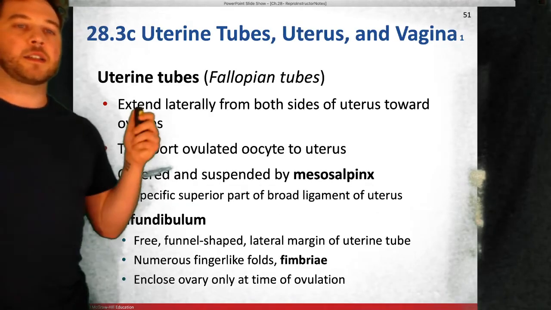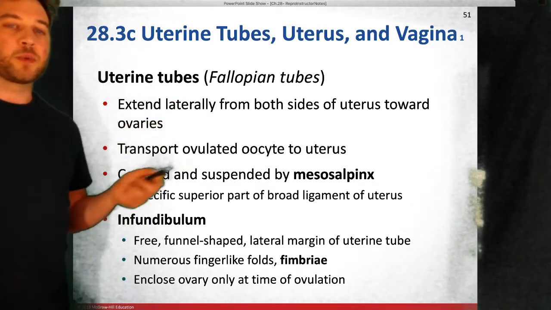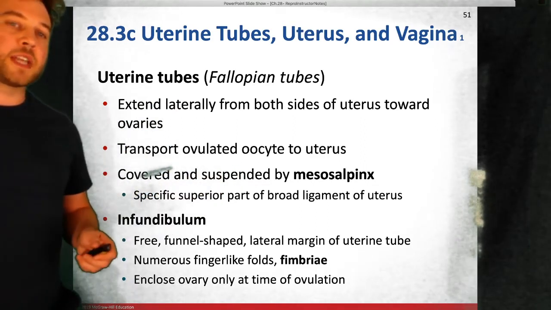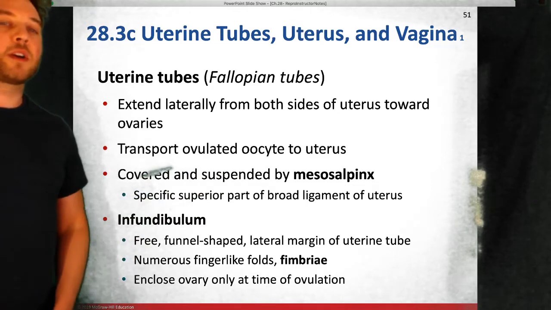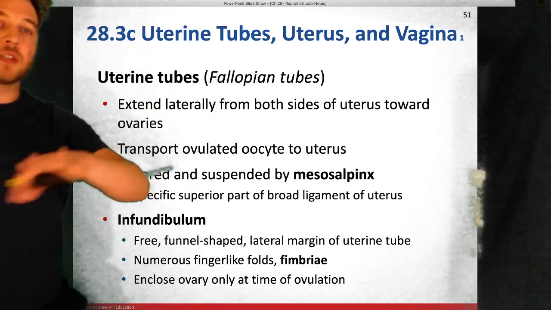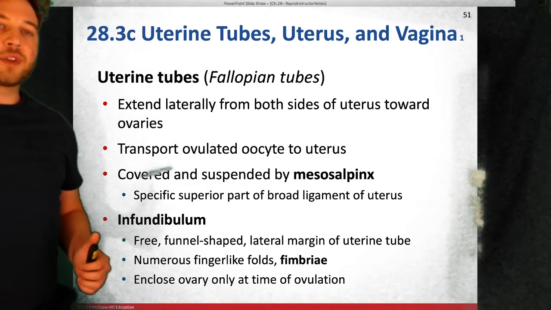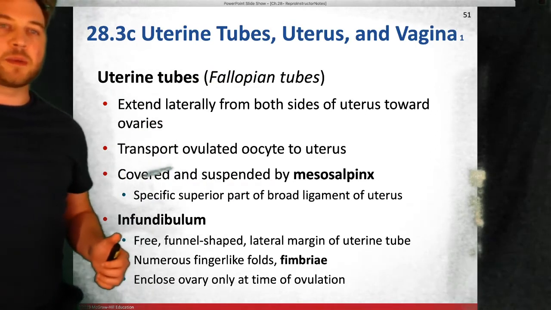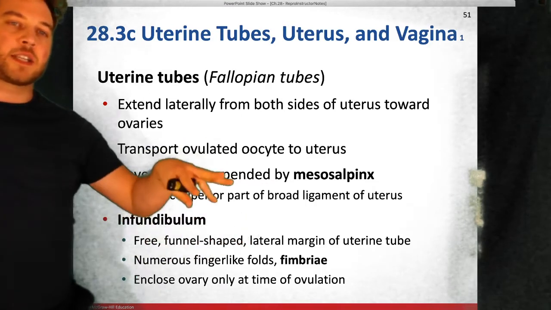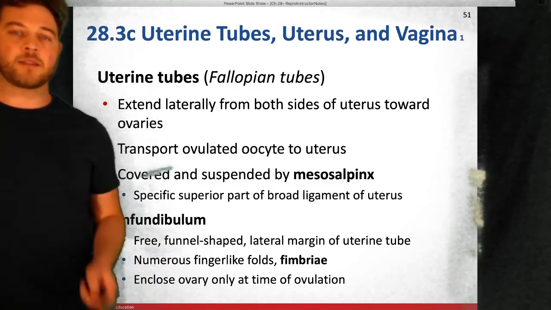All right, connecting the ovaries to the uterus, you have your uterine tubes extending laterally, transporting the oocytes, covered and suspended by the mesosalpinx, a specific superior part of the broad ligament. Remember, the broad ligament kind of covers the entire uterus and ovaries. The first part of the uterine tube is the infundibulum, the part closest to the ovary. It has those fimbriae that extend and wrap around the ovary at the time of ovulation. Otherwise, they are drawn back.